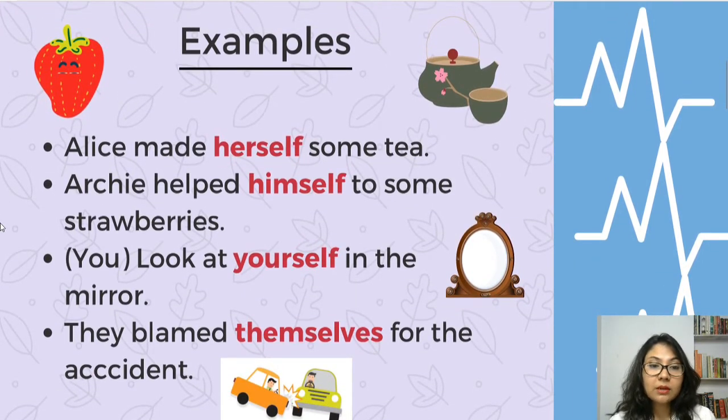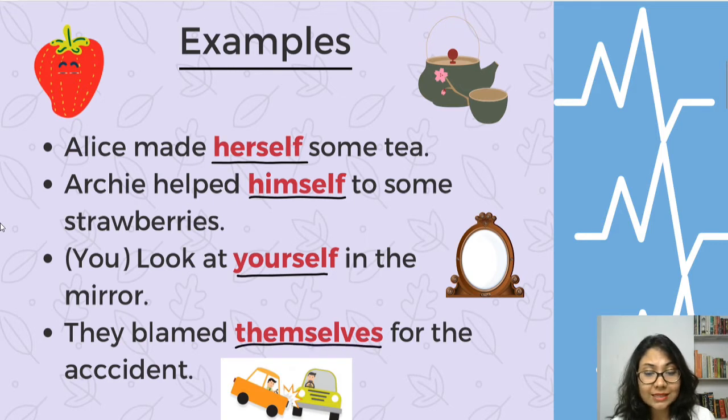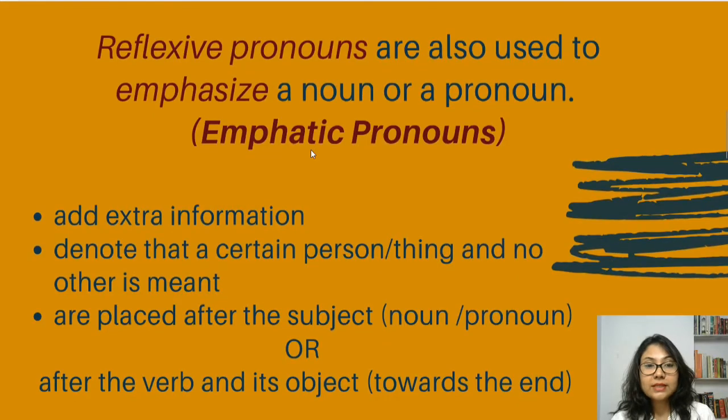Alright, look at the examples. Alice made herself some tea. Archie helped himself to some strawberries. Look at yourself in the mirror. They blamed themselves for the accident. Children, in this particular sentence, you see, the subject is implied. So, you don't have to say it. When you say, look at yourself, it is implied and you mean you look at yourself. Alright? Now, let's go into the next slide.